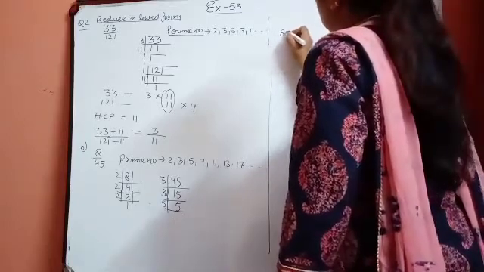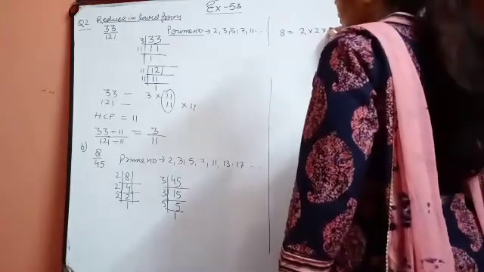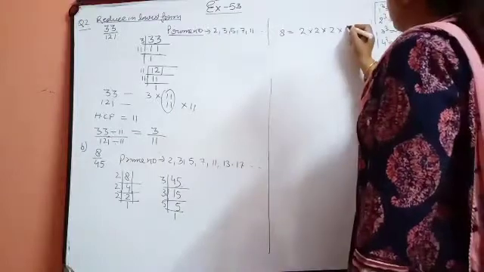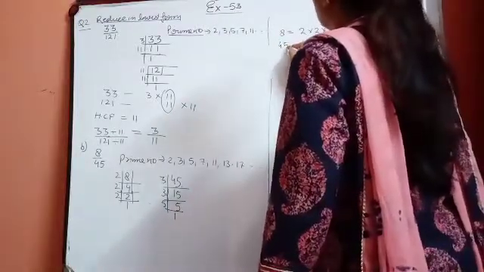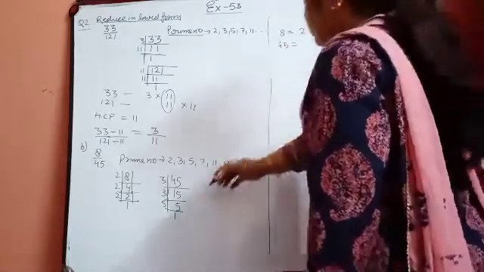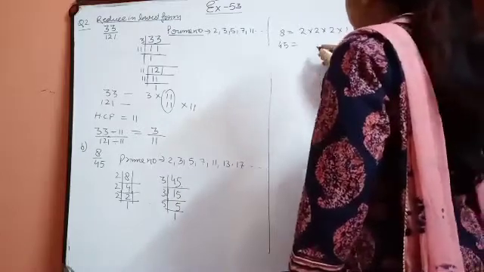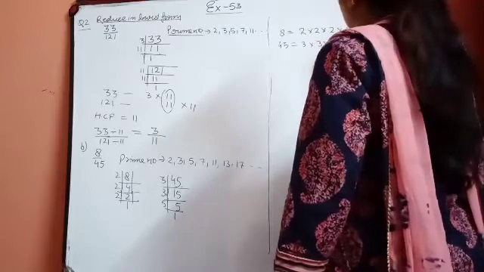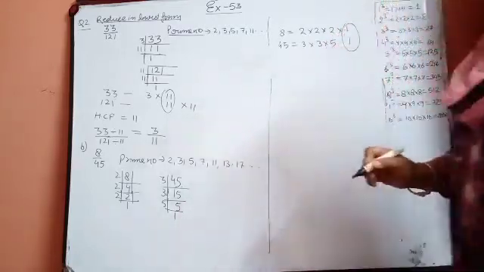8 is equal to 2 into 2 into 2 into 1. The 1 is coming at the last of both of them. And 45 is equal to 3 into 5 into 1. There is no common factor, only 1 is coming in the last, so you will write 1. The rest of the factors are not common. Which factor is common? Only one factor is common in both of them.